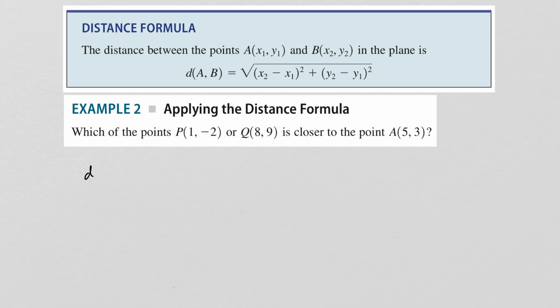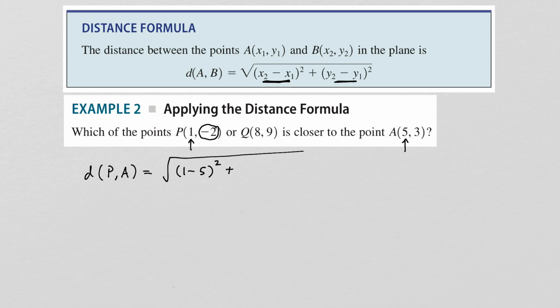So first of all, the distance between P and A, according to the formula, is the square root of, now we're going to subtract the x coordinates. So here's the x coordinate of P, here is the x coordinate of A. It doesn't matter the order in which you subtract these, but you should get in the habit of subtracting your x-coordinates and your y-coordinates in the same order. So I'm just going to take 1 minus 5, and then we're going to square that, plus, and then for the second part, we are subtracting the y-coordinates.